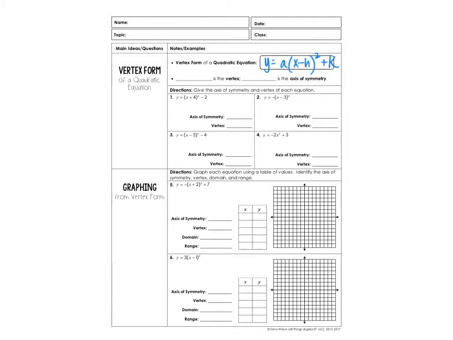All right, guys, welcome to the vertex form of a quadratic equation. So we have been working with the standard form of a quadratic equation. And the standard form is the ever popular y equals ax squared plus bx plus c, where a, b, and c are integers, and a cannot be 0. But now you're going to learn a new form, okay? And this form is called the vertex form of a quadratic equation.